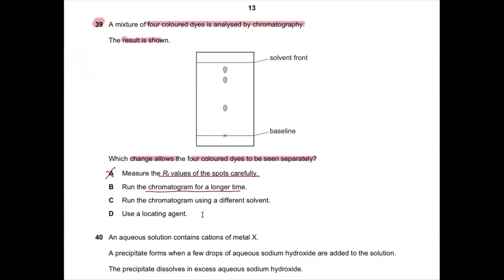Run the chromatogram for a longer time? No, because if the 2 dyes have the same solubility, and you run it for a longer time, both dyes are going to travel the same longer distance. Run the chromatogram using a different solvent? Yes, in a different solvent, they might have different solubility, so they appear. Use a locating agent? All our dyes are colored, nothing is colorless, so no use of a locating agent. So C is the correct answer. Is this clear to all of you?